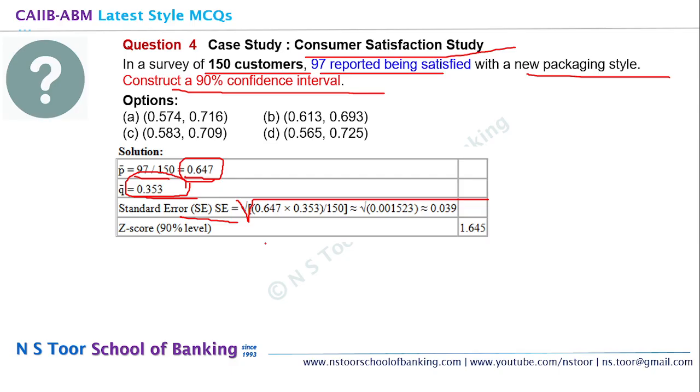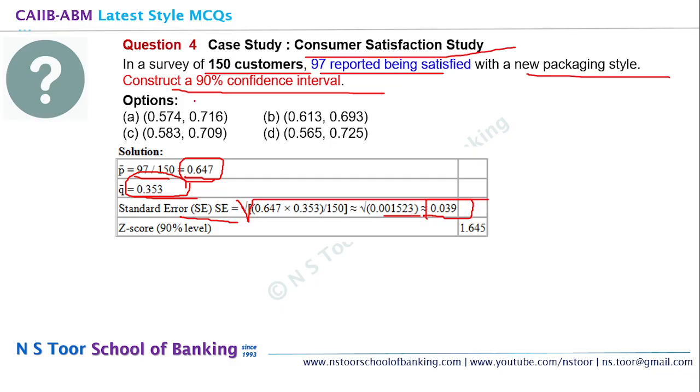So if you do the calculation, 0.647 into 0.353, the calculation comes, that divided by 150. So the final answer will be the square root of 0.001523. This is the answer, and the square root of 0.001523 is equal to 0.039, or indirectly I can say that 0.039 squared is equal to 0.001523. If you want to check, you can check the calculations also.